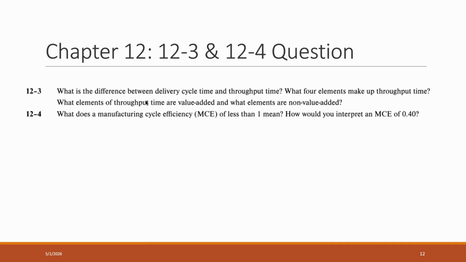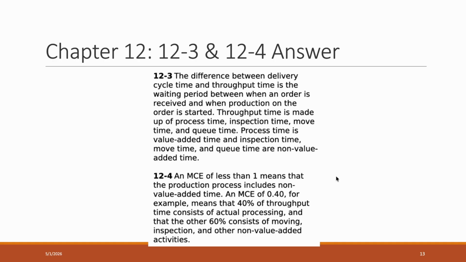And 12-4, what does a manufacturing cycle efficiency of less than 1 mean, and how would you interpret an MCE of 0.4? An MCE of less than 1 means that the production process includes non-value added time. An MCE of 0.4, for example, means that 40% of throughput time consists of actual processing, and the other 60% consists of moving, inspection, and other non-value added activities.